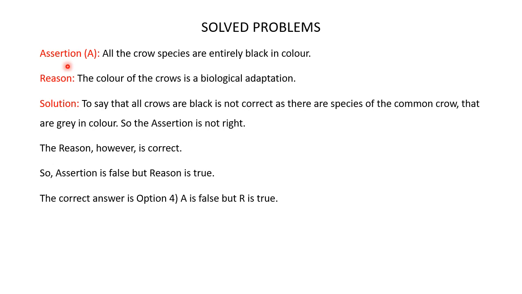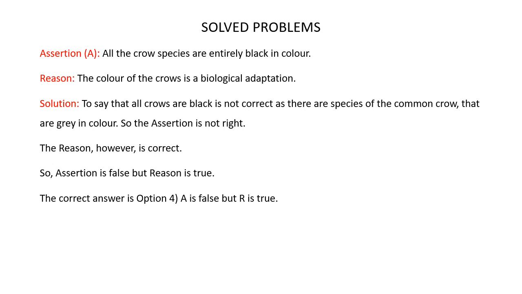Assertion. All the crow species are entirely black in color. Reason. The color of the crows is a biological adaptation. Now the assertion says that all the crow species are entirely black in color. Now to say that all crows are black is not correct, as there are species of the common crow that are grey in color. So the assertion is not right.